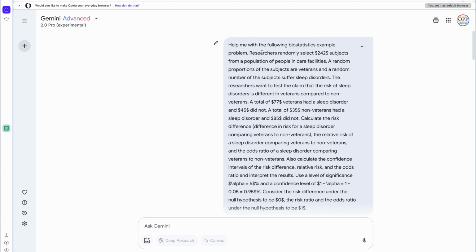So I've written, help me with the following biostatistics example problem. Researchers randomly select 242. Now you do see me, as always, put any kind of number, any kind of equation inside of dollar symbols. You do not have to do that. But that denotes that this should be read as LaTeX notation. That's mathematical typesetting. And the reason why I use that is a little bit later on, as you can see here, I write 1 minus alpha. You can see \alpha, and that is the alpha symbol that we use for level of significance, and so it just allows me to do mathematical typesetting.